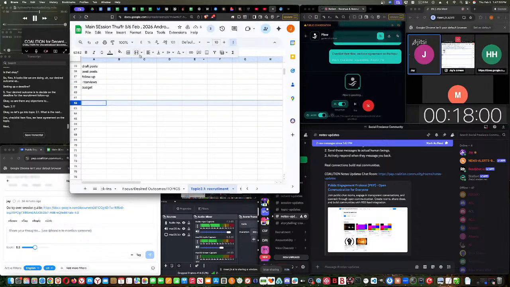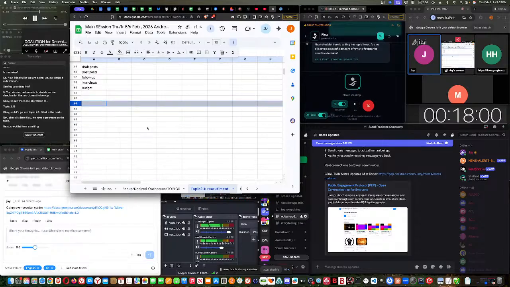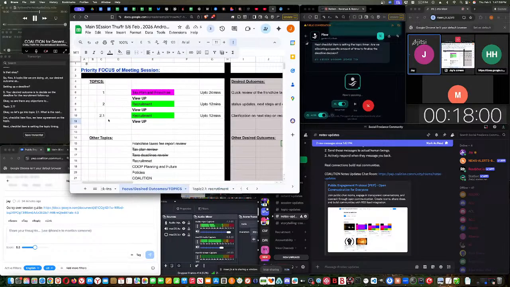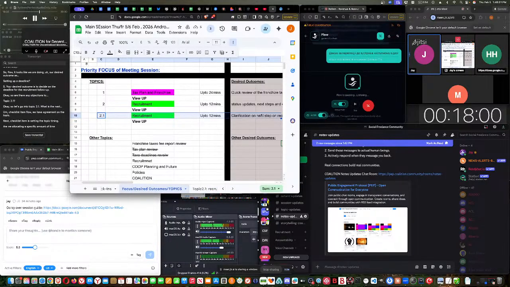Next checklist item is setting the topic timer. Are we allocating a specific amount of time to finalize the deadline and decision?